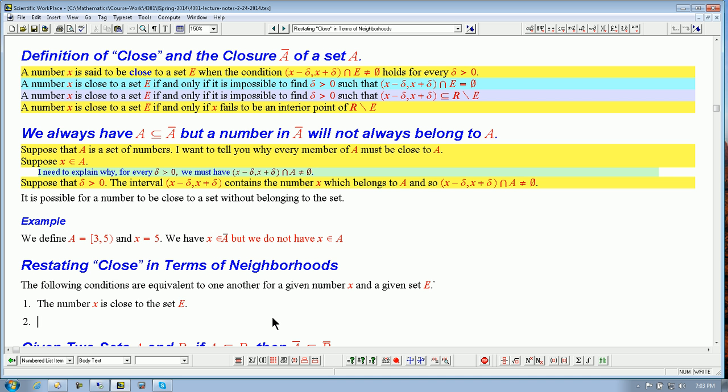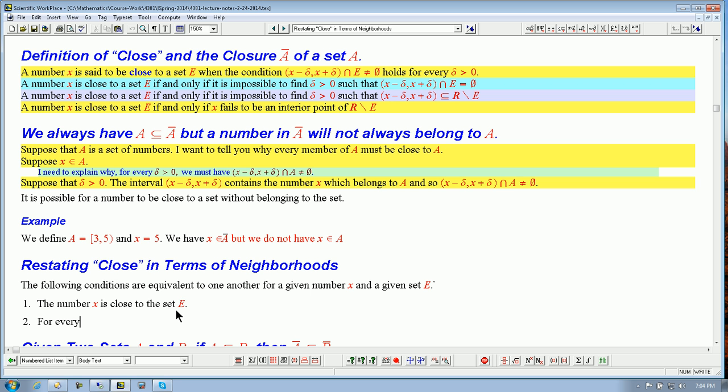2. You say, well, I've given you half a dozen interconnections that are the same as saying a number is close. Got another one for you. Am I repeating myself? I hope so. For every, okay, what does the definition say? The number X is close to the set E. What does that say? For every positive number delta, the stick centered at X with radius delta intersects with E. The intersection is non-empty, right?